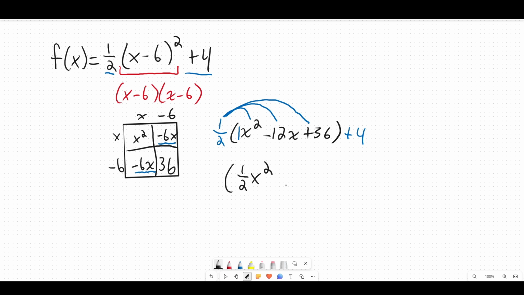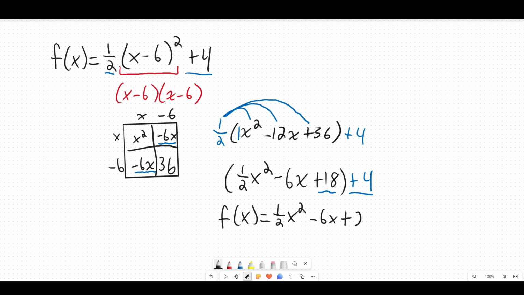So 1/2 times negative 12, that is negative 6x. 36 divided by 2, that's plus 18. And the plus 4 is still on the outside of the parentheses. From here, I just combine like terms. My like terms being positive 18, positive 4. So my final answer will be f of x is equal to 1/2 x squared minus 6x plus 22. Again, that is my final answer.